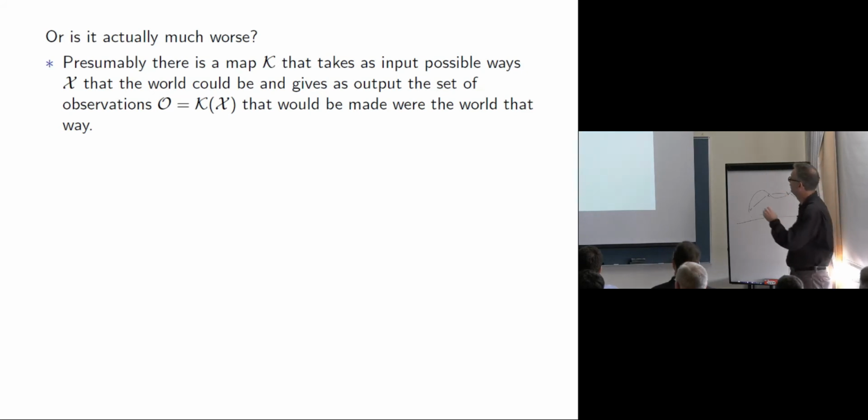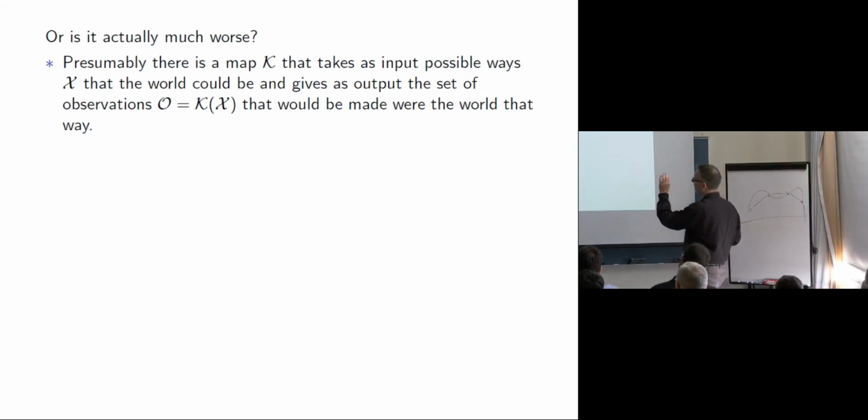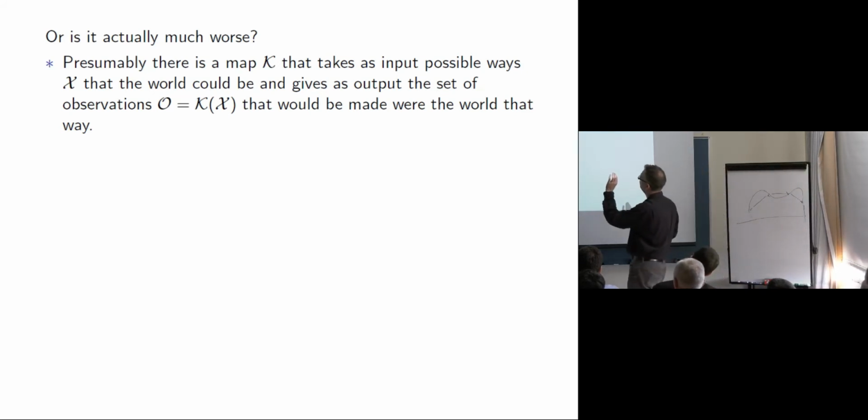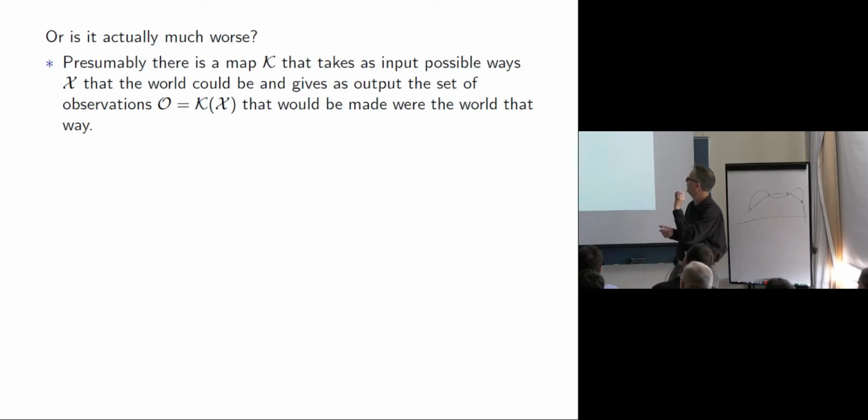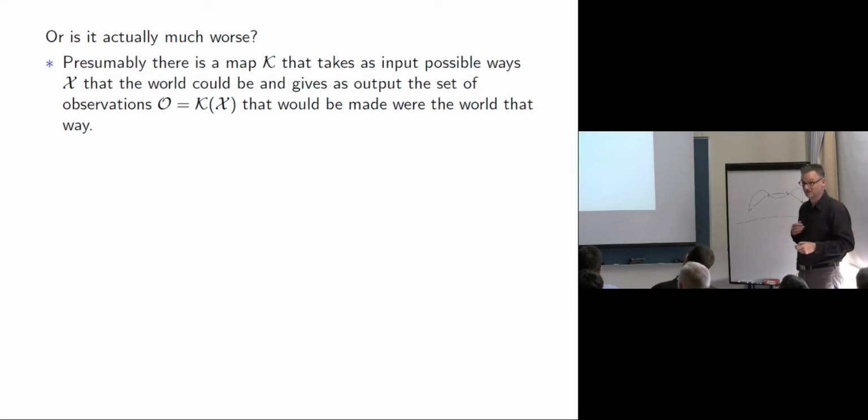Here's a description of it. Presumably, there's a map K that takes as input possible ways the world could be and gives as output the set of observations that would be made were the world that way. So total theories: you give me the total theory of the world, I crank through with some math, and I tell you what observations would be made if the world were that way.